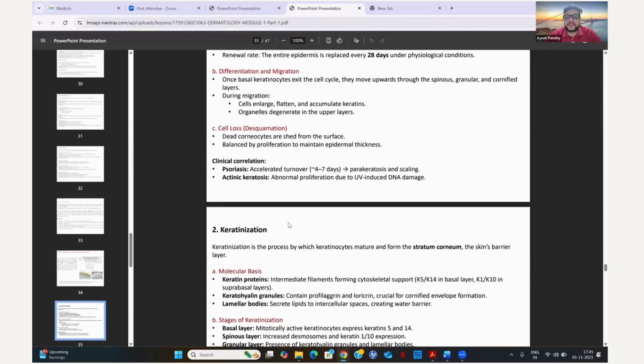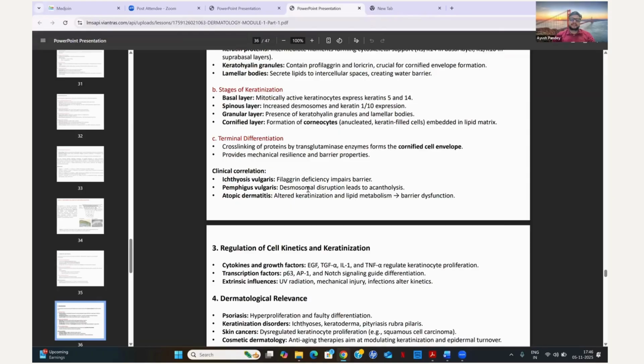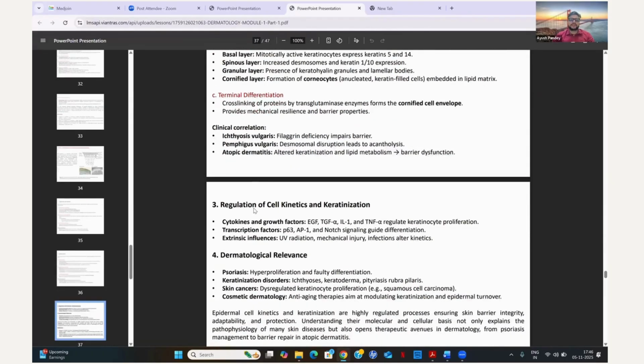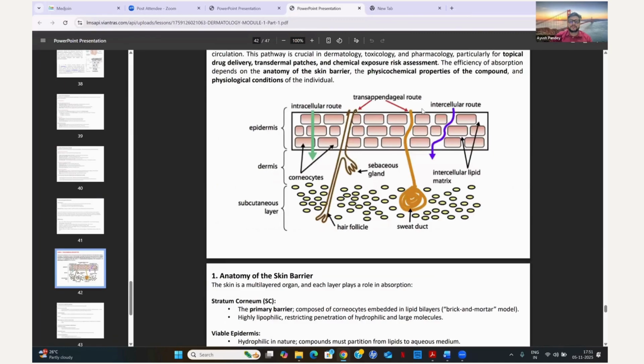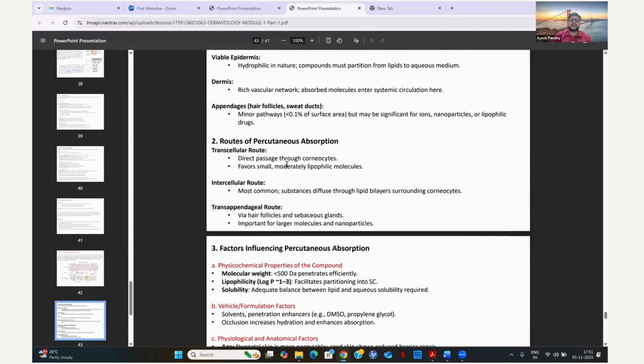And to understand psoriasis, in which there is accelerated turnover of the cells, thereby leading to a lot of thickening or scaling or parakeratosis. It provides mechanical resilience and barrier properties, and clinical correlation is, of course, a variety of dermatological conditions like ichthyosis vulgaris, pemphigus vulgaris, and atopic dermatitis. So there is a transcellular or intracellular route, which passes directly through the corneocytes and favors small moderately lipophilic molecules.